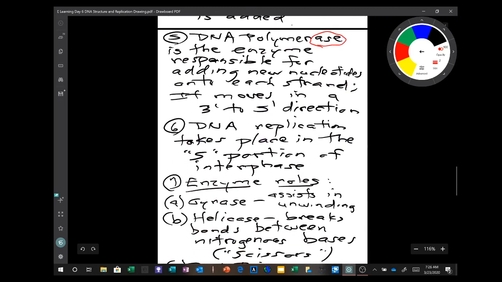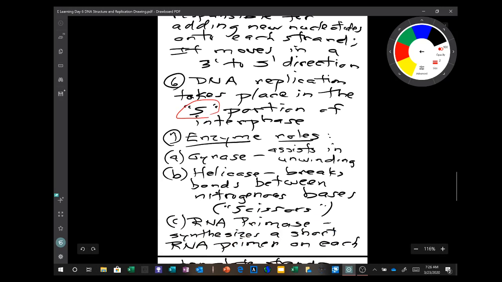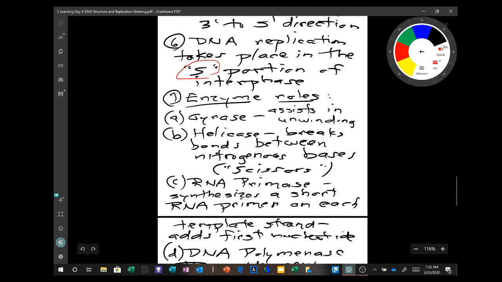So DNA polymerase, in effect, is adding the nucleotides onto each strand. DNA replication, as we know, takes place in the S portion of interphase. And then there are some DNA roles I want to share with you as we go through this.